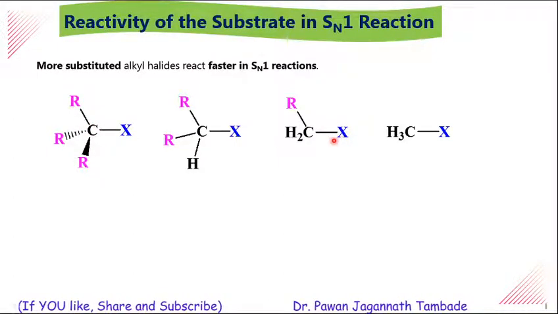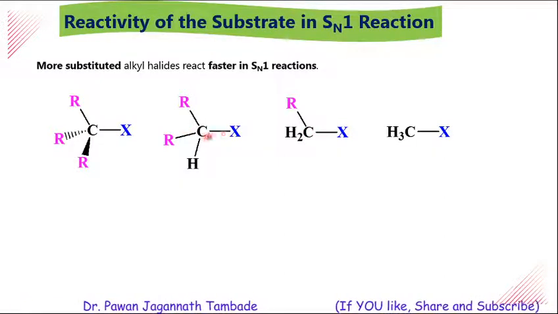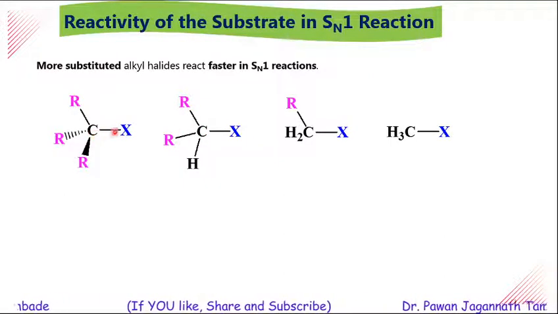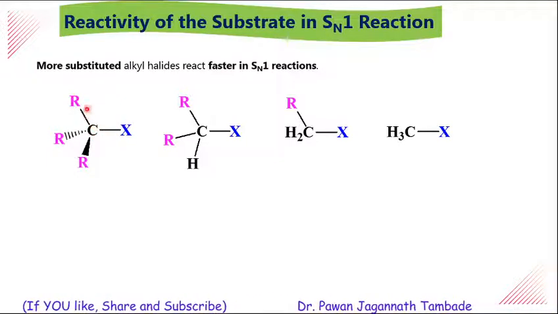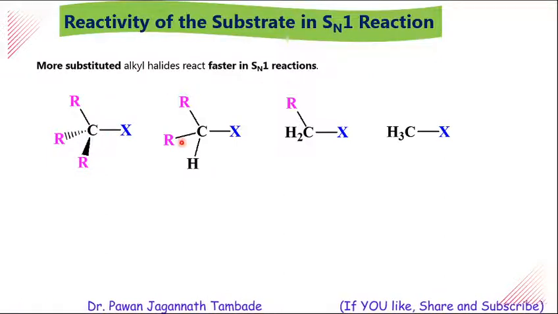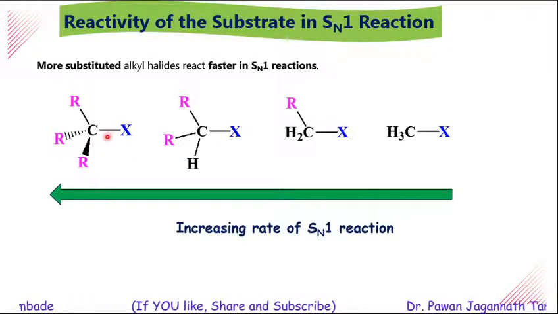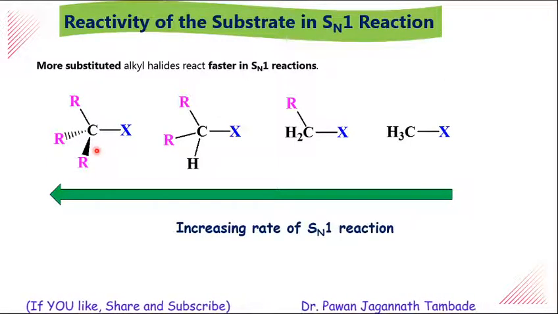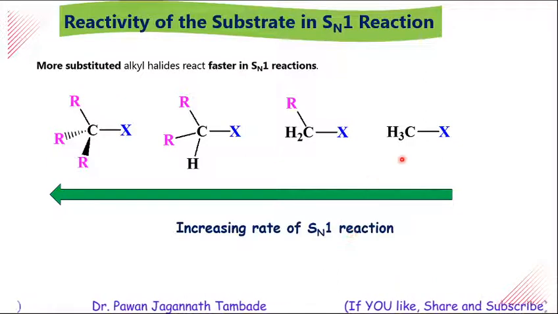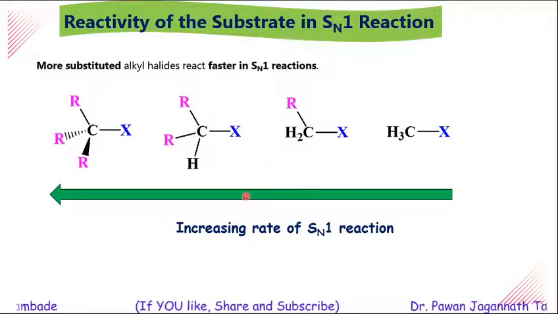In this case, the halogen is attached to a carbon which is further attached to one carbon-containing group. So this is primary alkyl halide. In this case, the halogen is attached to a carbon which is further attached to two carbon-containing groups. So this is secondary alkyl halide. And here this leaving group is attached to a carbon which is further attached to three different carbons, and thus this is tertiary alkyl halide. So we observe that in an SN1 reaction, the more substituted alkyl halides react faster than less substituted ones. So in these examples, this tertiary alkyl halide undergoes an SN1 type of reaction faster, and methyl halides do not at all undergo an SN1 type of reaction, and the rate of SN1 reaction increases in this particular pattern. Tertiary alkyl halide shows maximum rate, followed by secondary, and so on.